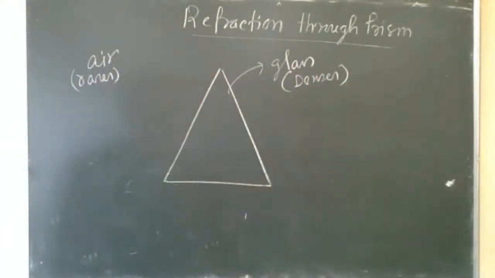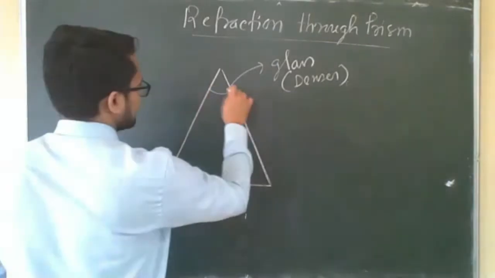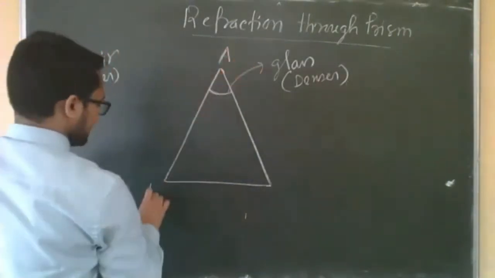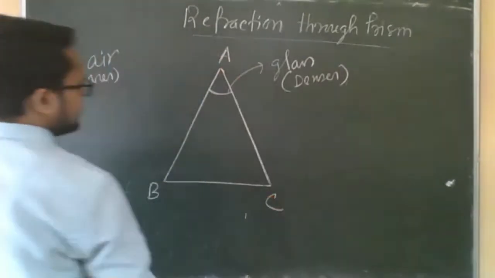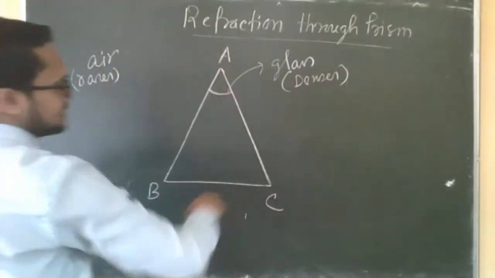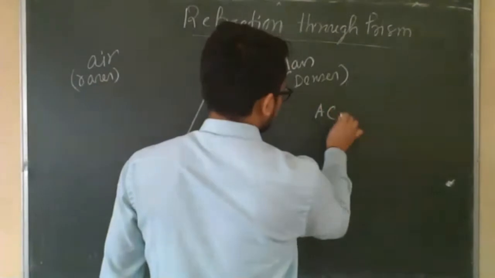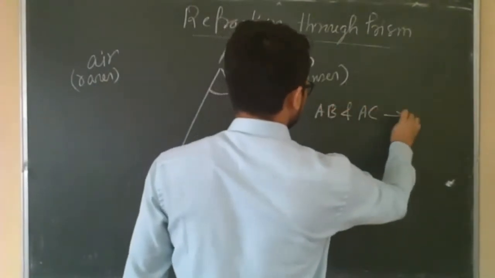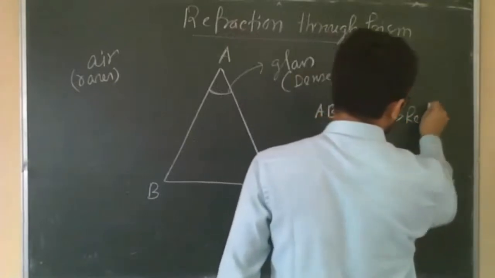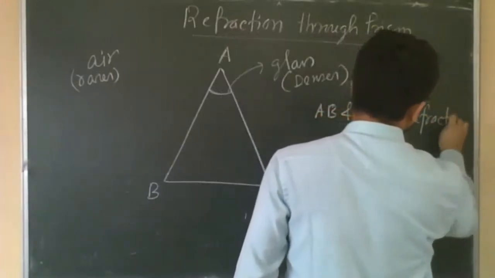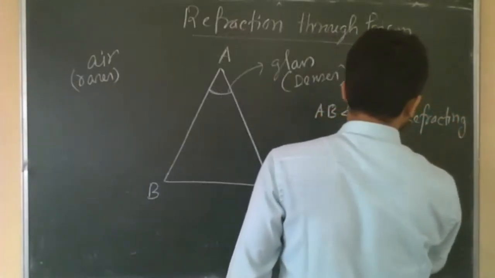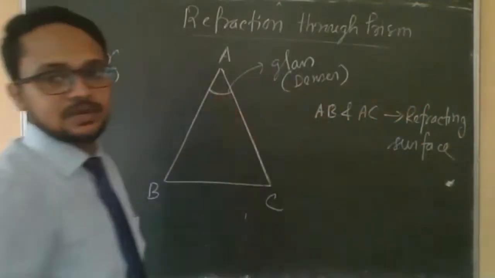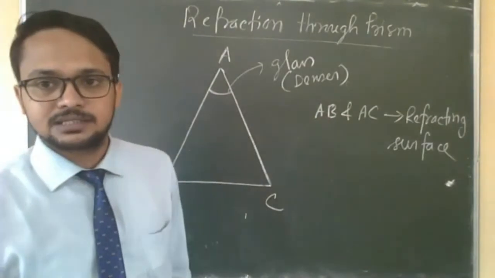This angle is called the angle of prism and is given the name ABC. These two sides, AB and AC, are called refracting surfaces. That means at both of these two surfaces, refraction will occur.